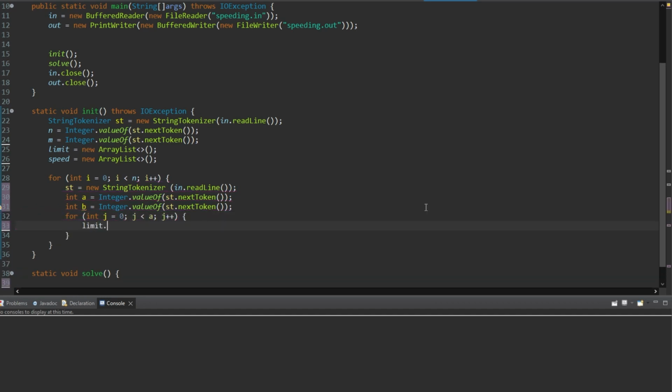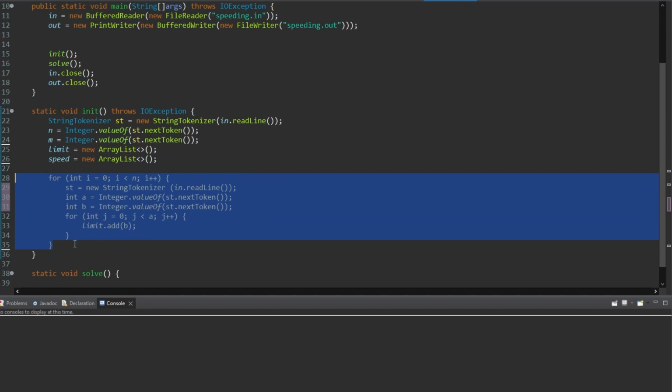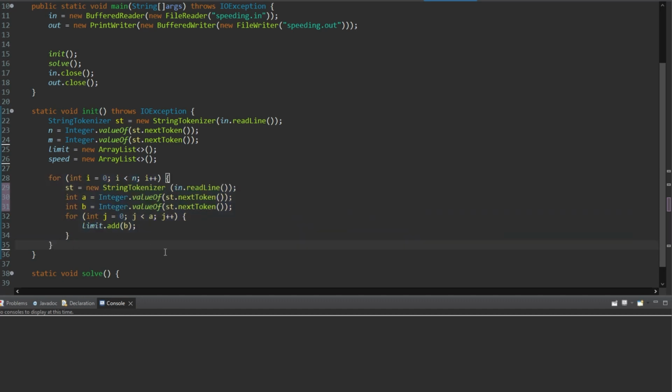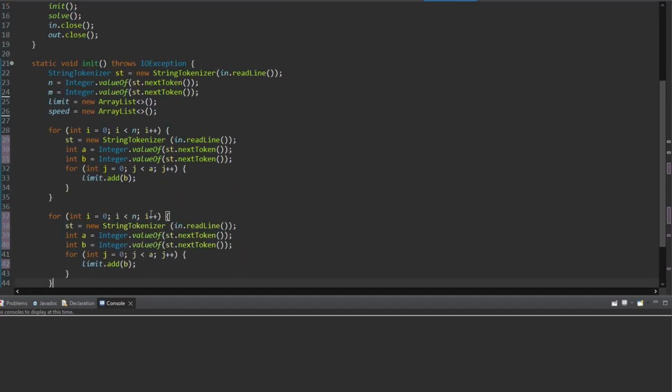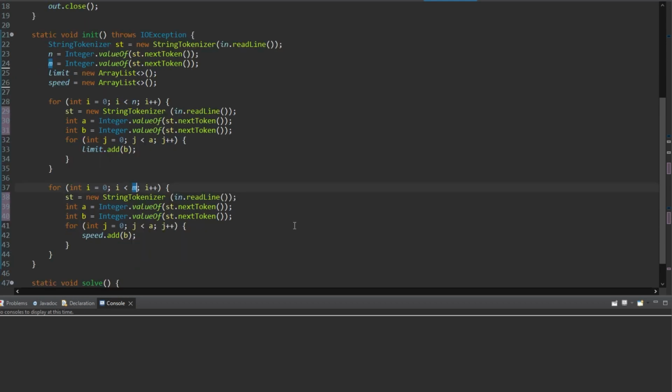And then limit dot add, and it's gonna be b. Okay, and so yeah, that's what's gonna put all those into the array list itself. And then we can just do the same thing for speed, except we put it as speed here, and we put it as m here, because m is the integer that counts how many segments Bessie has. So yeah, pretty straightforward stuff so far.